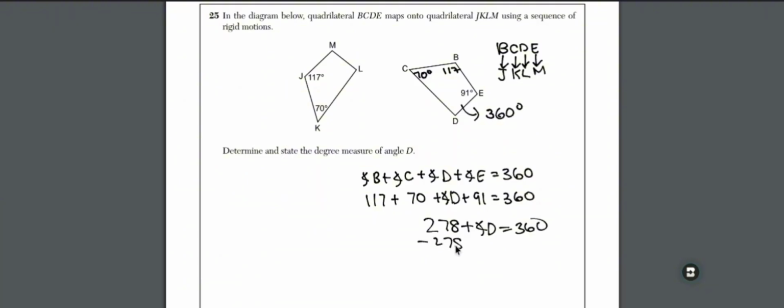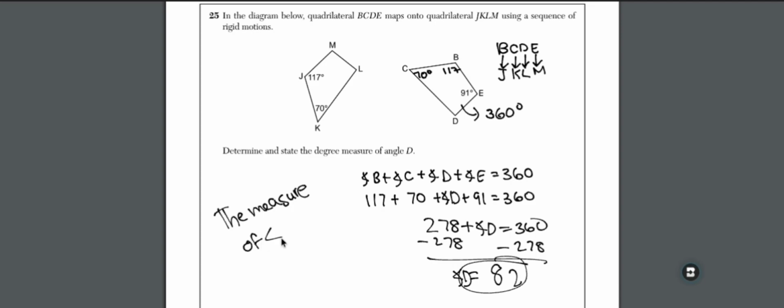Subtract 278 on both sides. Angle D is going to equal 82 degrees, and that is your final angle. So the measure of angle D is 82 degrees. That is your final answer for question number 25.